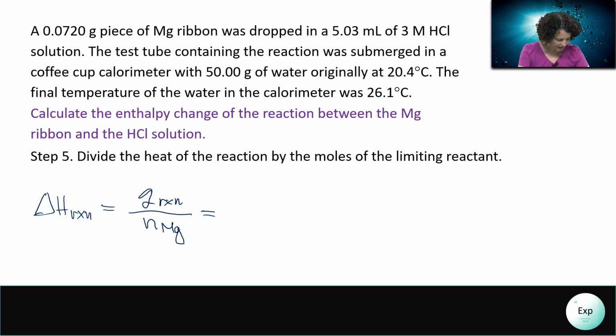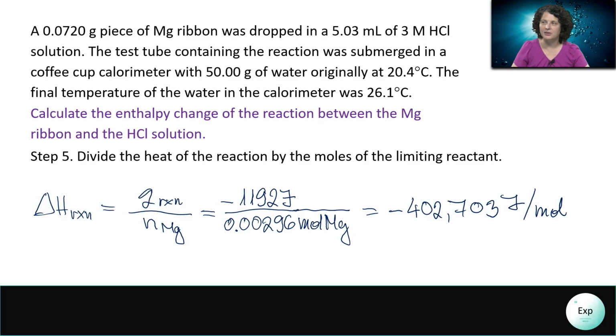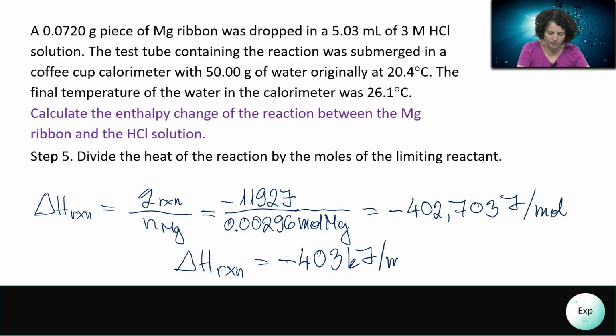Putting in the actual values, we have minus 1,192 joules divided by 0.00296 moles of magnesium. This will give us a very large negative value, minus 402,703 joules per mole. And considering the size of this number, it makes a lot more sense to convert it to kilojoules per mole. So the enthalpy change of the reaction is minus 403 kilojoules per mole.